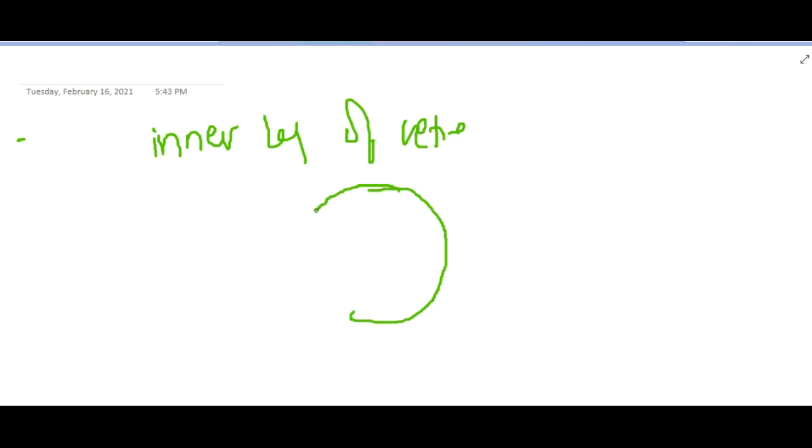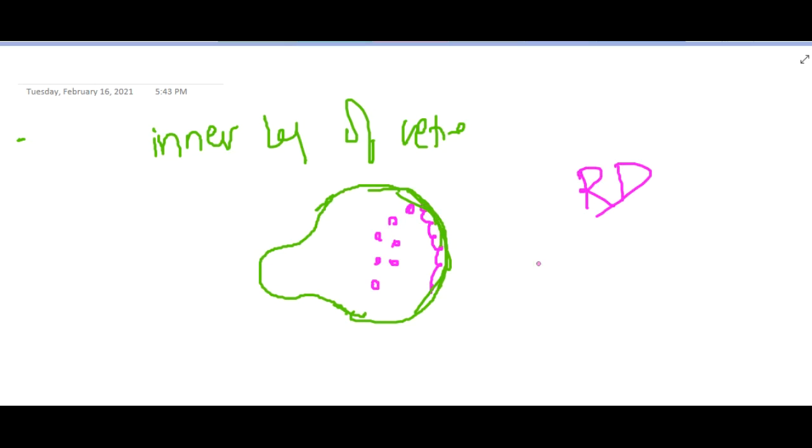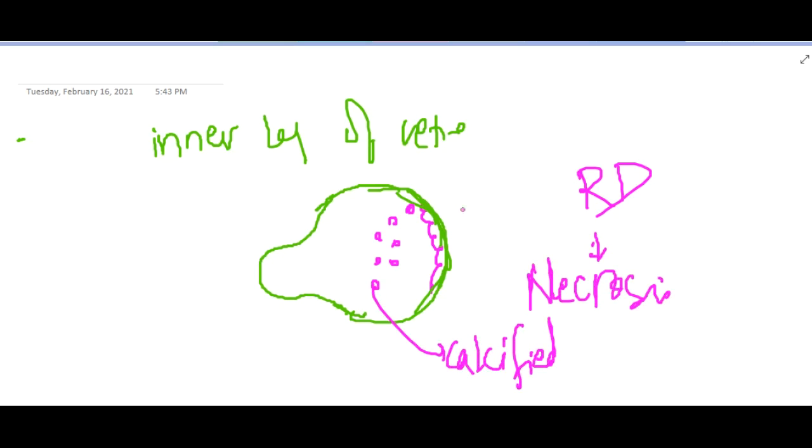This retinoblastoma mainly arises from the inner layer of the retina. Its overgrowth leads to, see, this is the eye, and first it grows in the retina. It causes vitreous seeding and then leads to retinal detachment. Then the retina undergoes necrosis, and calcified deposits are also seen in the tumor.